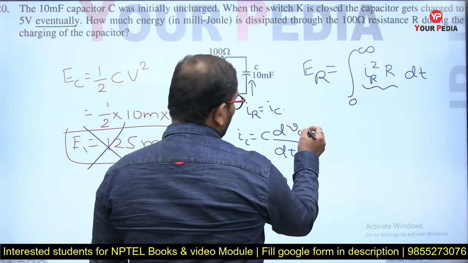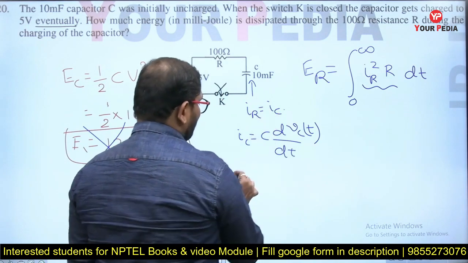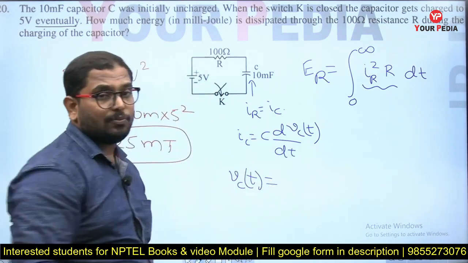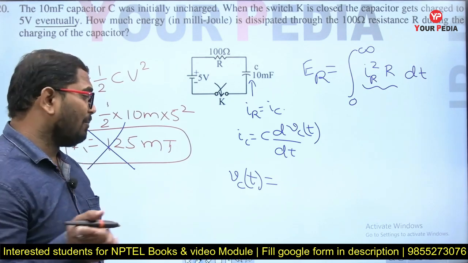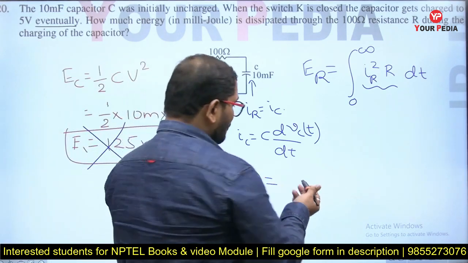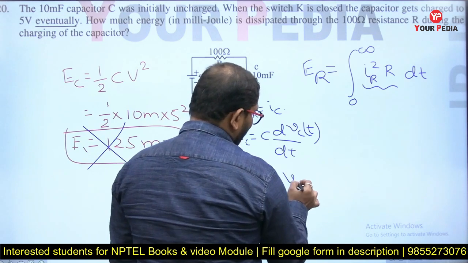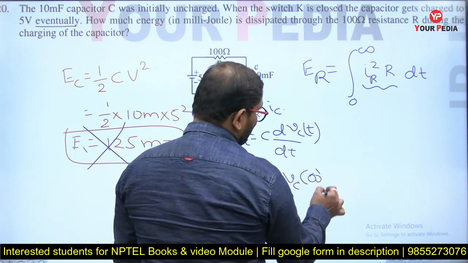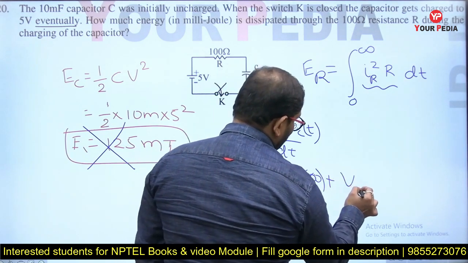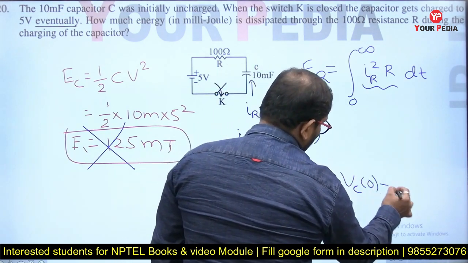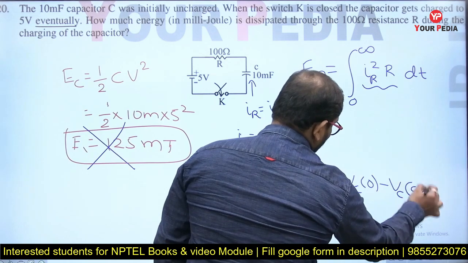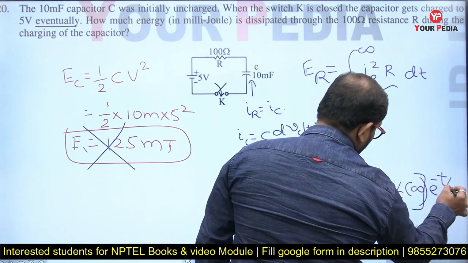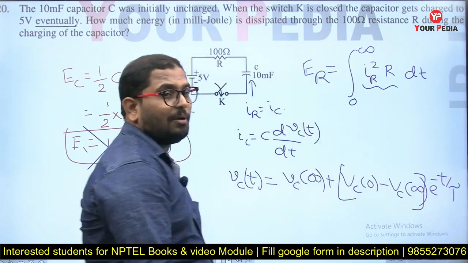So do we know the voltage expression of your capacitor? No. So what is the voltage expression of your capacitor? If you remember it, well and good. Otherwise, use the general principle of the capacitor: Vc(t) = Vc(infinity) plus [Vc(0) minus Vc(infinity)] into e power minus t by tau.